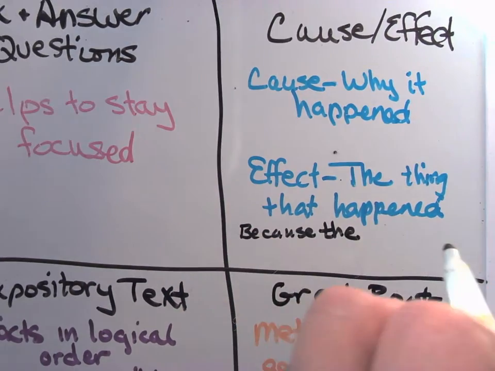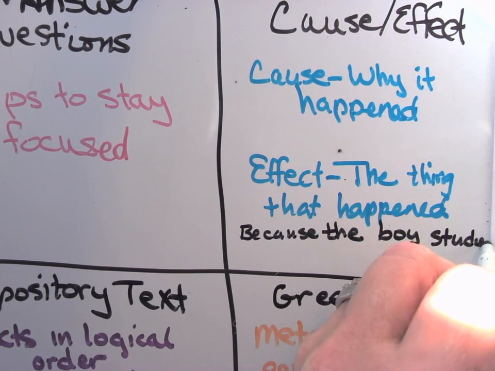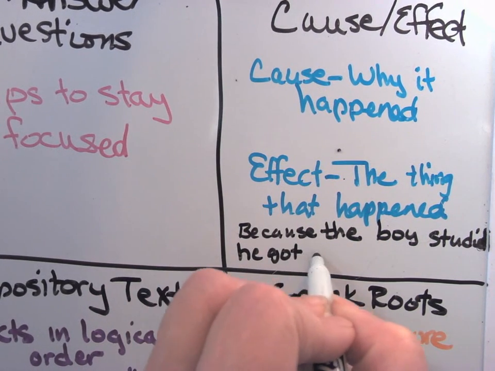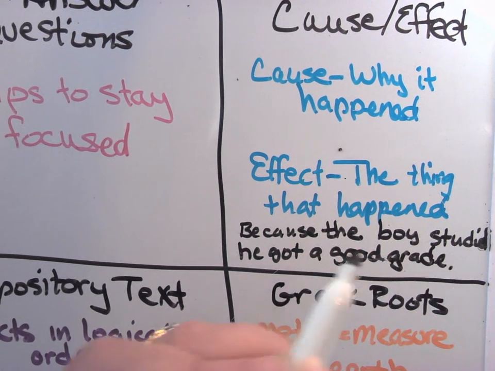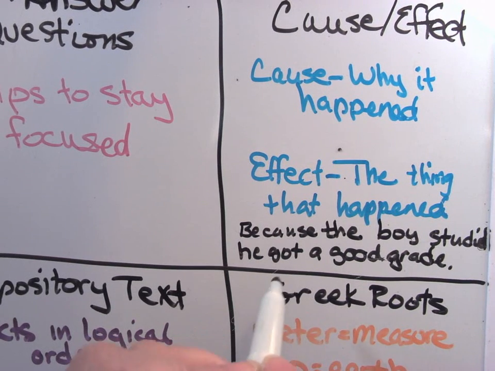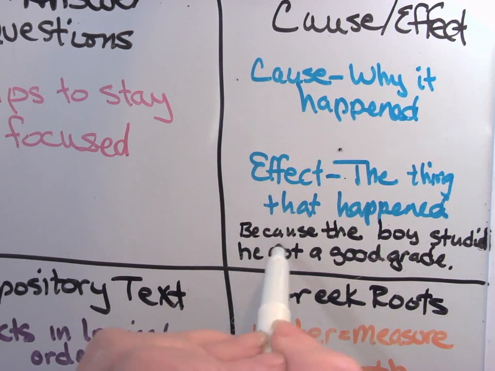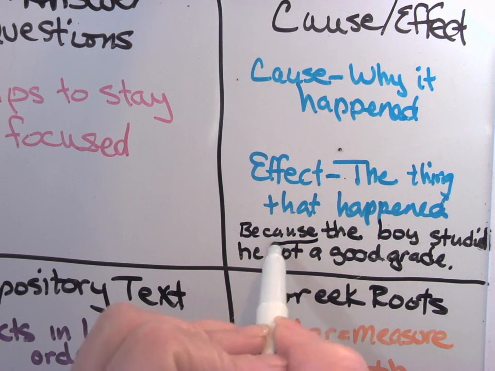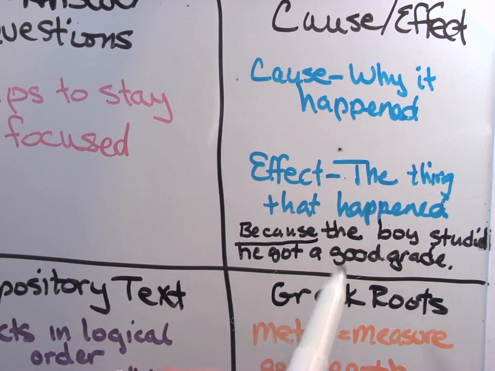the boy studied, he got a good grade. All right. The idea here, which one was the cause and which one happened because of the other thing? Well, in this case, he got a good grade, that's the effect, because he studied, that's the cause. Because, cause, you see it right there in the word, because he studied. Because he studied, that's the cause. What happened? He got a good grade.